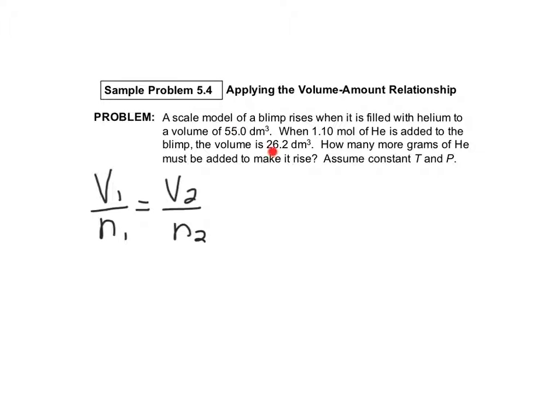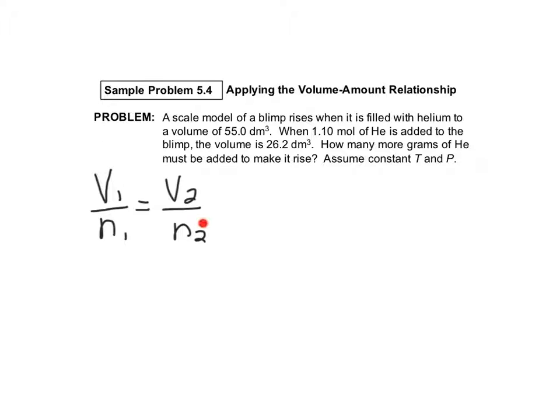They're changing the volume. You can see here we're filling it to 55 cubic decimeters with helium, and it's starting out at 26.2 cubic decimeters, and they've got 1.1 moles of helium in that. They want to know how many more grams of helium must be added to make it rise, so it needs to get to this 55 cubic decimeters. Now, again, they're asking for grams, and they're giving us information about moles, so obviously we'll use molar mass as our conversion factor. You'll remember that that's the conversion factor that relates grams to moles. So I'm going to use Avogadro's law here to figure out the moles.